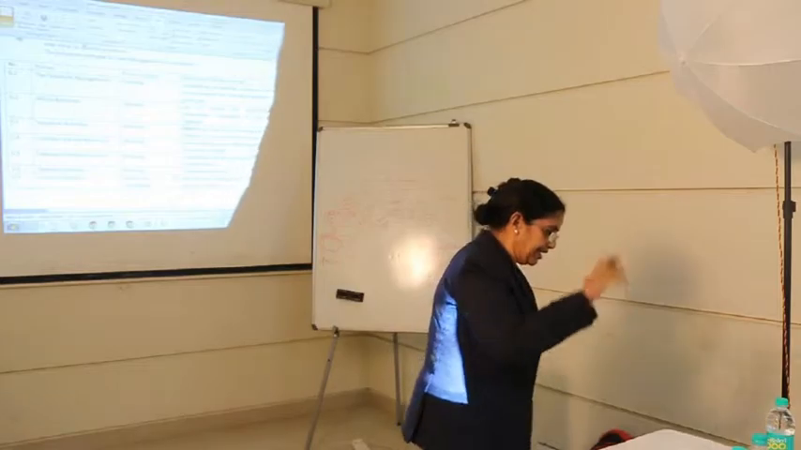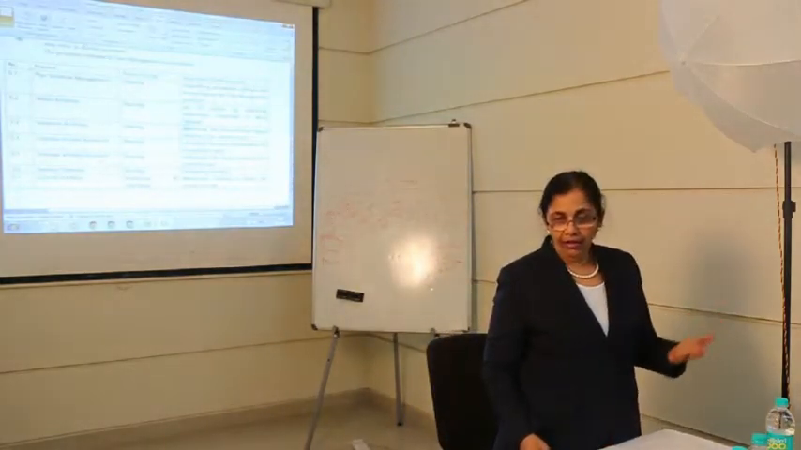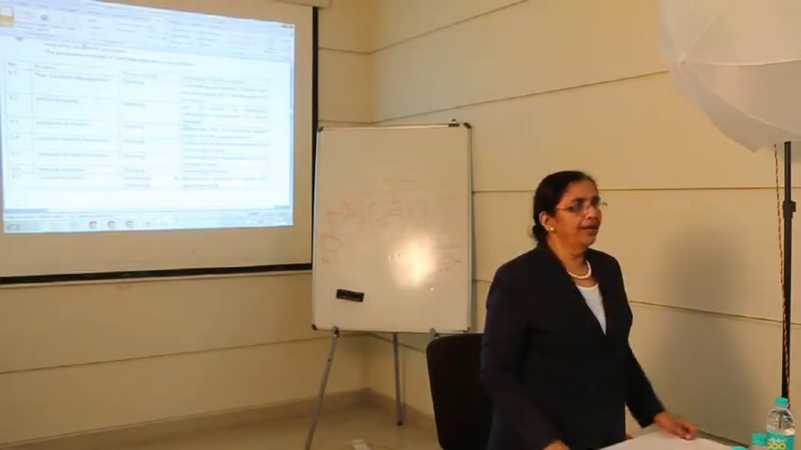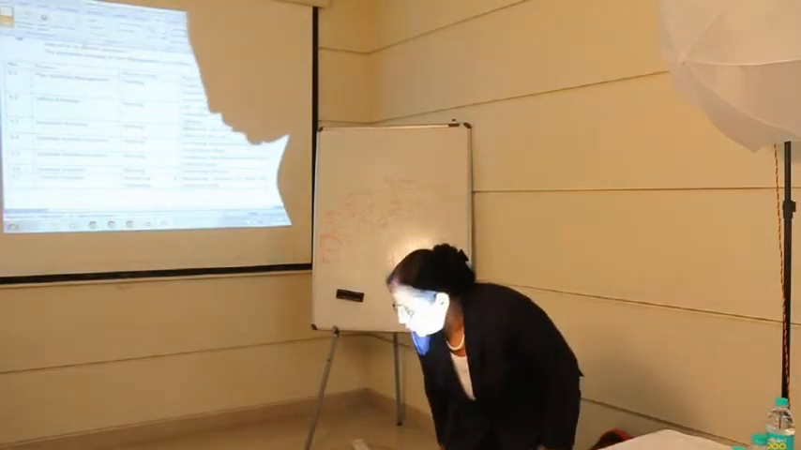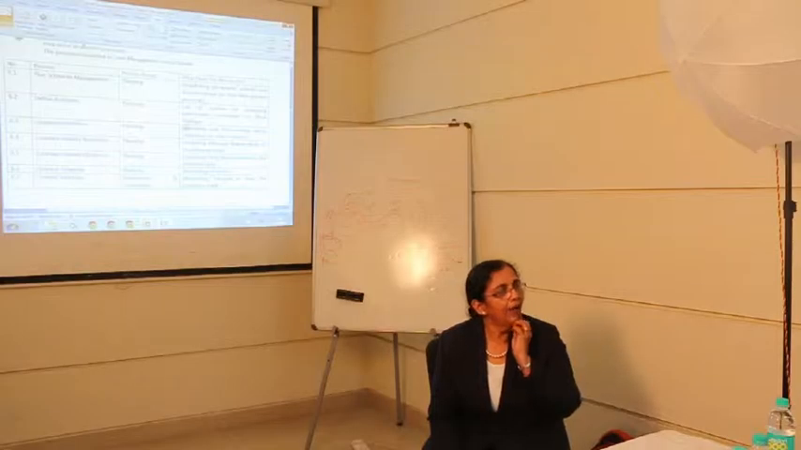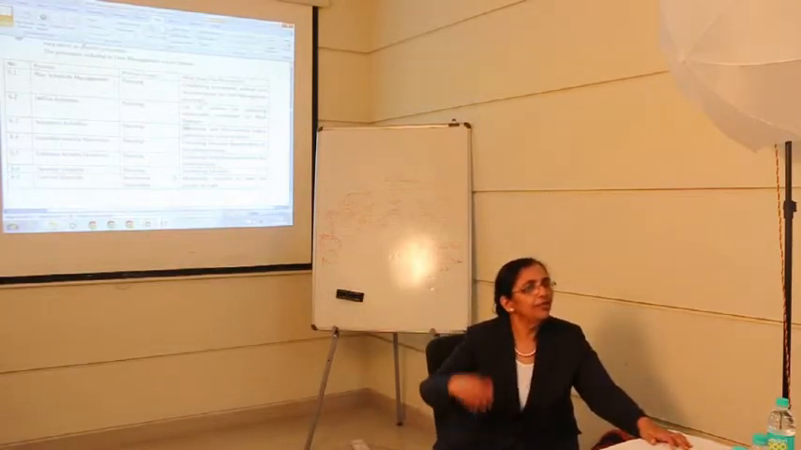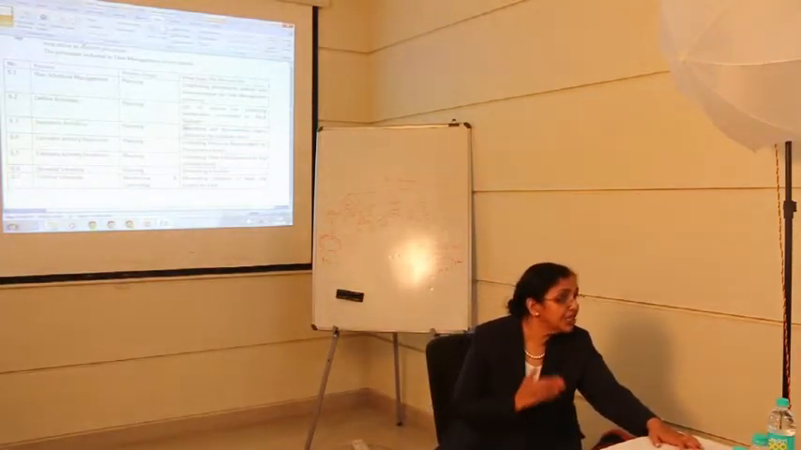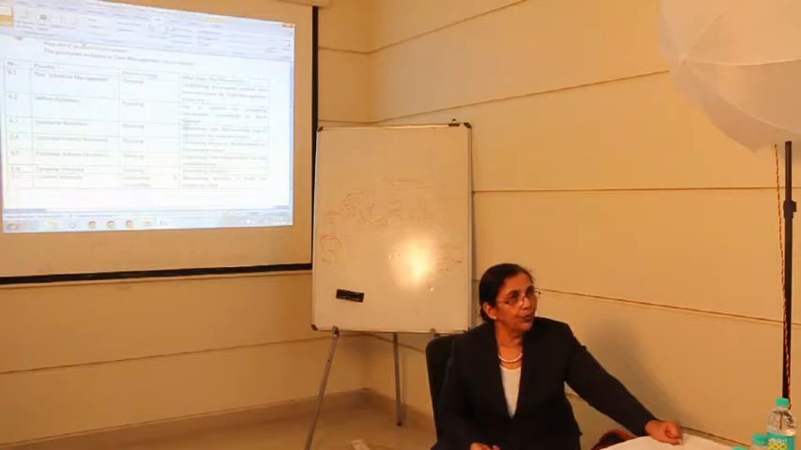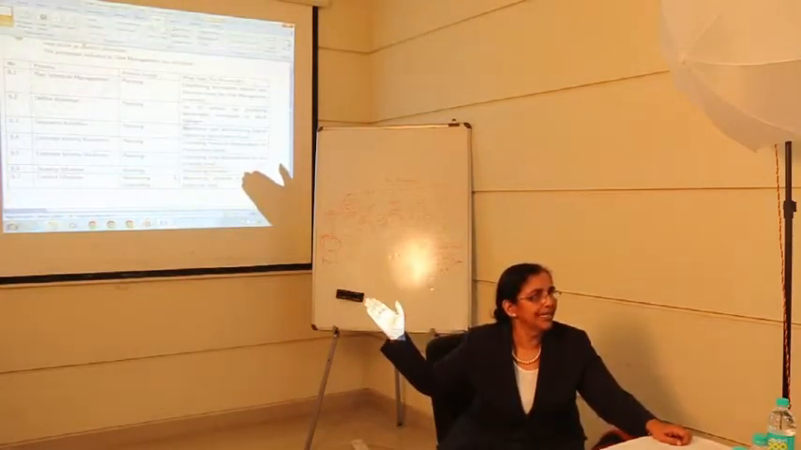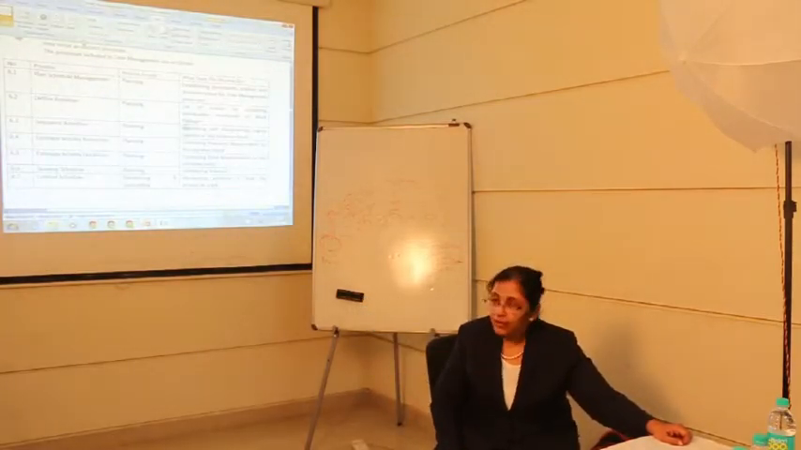Time management. Okay, there are 7 processes. If you see, 6 out of the 7 are planning type and 1 is controlling. So the first process, plan schedule management, tells you about how you will define schedule, which methods you are going to use, which, supposing you need some changes, who's going to approve, what is the formality of approval, all that is your schedule management plan.